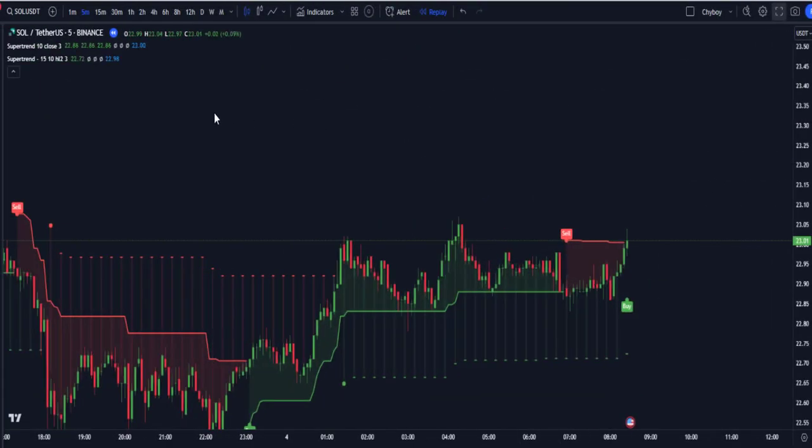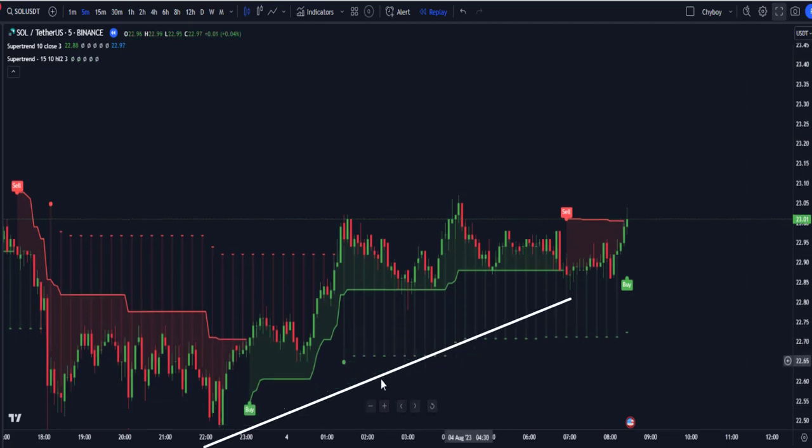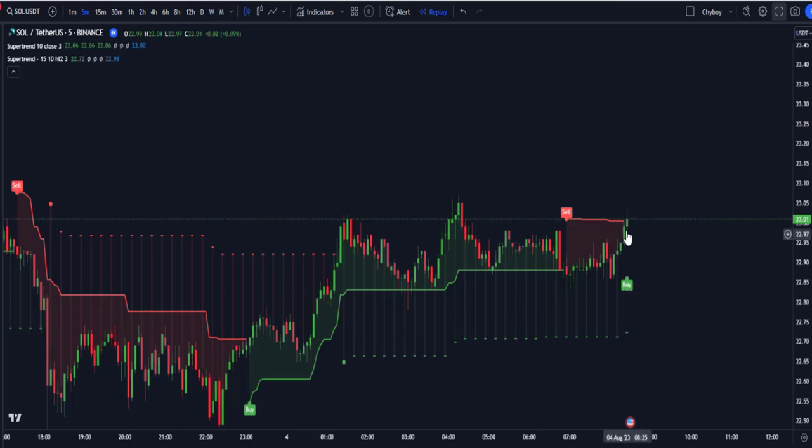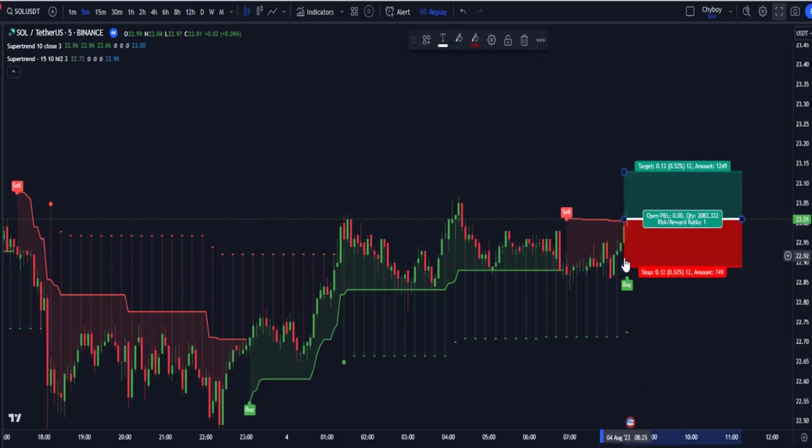Looking at the chart, you notice that the second indicator is showing green, indicating an uptrend. And you see that the first indicator has given a buy signal and also indicating an uptrend. With this confirmation, you can enter a trade, setting your stop loss below the next low and targeting 3 risk-reward ratio.